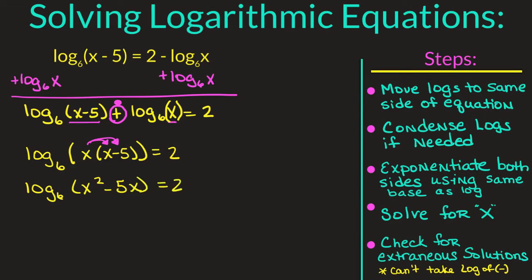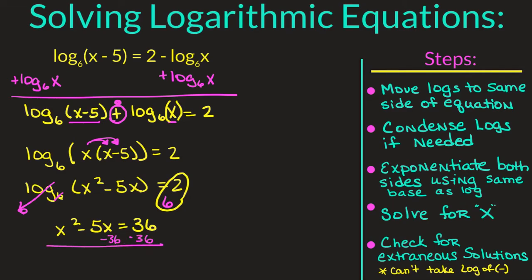Let's go ahead and get rid of our log by exponentiating both sides by a 6. And then the log base 6 and 6 will cancel each other out, leaving me with x squared minus 5x equals, now you've got 6 to the second power, which is 36. Let's move that 36 over to the other side, so minus 36. And now we have x squared minus 5x minus 36 equals 0.